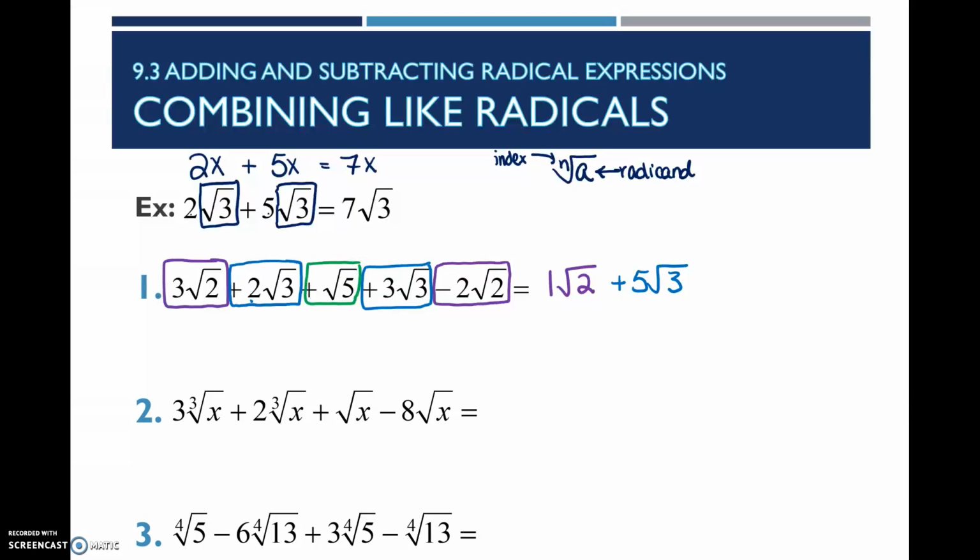And then we've got plus the square root of 5. So our answer is the square root of 2 plus 5 times the square root of 3 plus the square root of 5. Number 2, we've got cube roots of x. We have 3 cube root of x plus 2 cube root of x. 5 cube root of x.